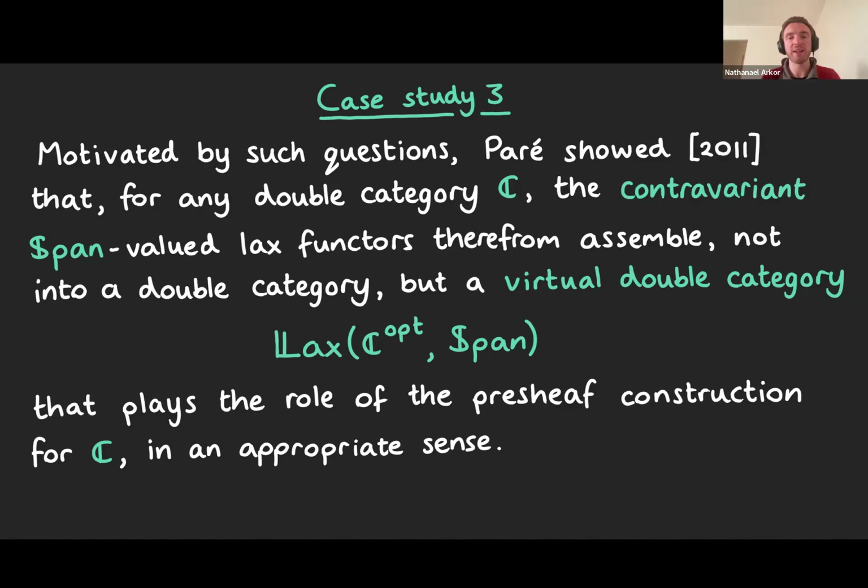So Paré introduced this notion of presheaf on double categories, but he showed that they don't actually form a double category. They merely form what's known as a virtual double category, which I'm going to come to in just a bit. So while there is a well-defined Yoneda embedding for double categories, it behaves a little differently from the Yoneda embedding that we're used to for categories. And right now, the relationship to convolution might not seem very clear, but I'm going to come back to this shortly.